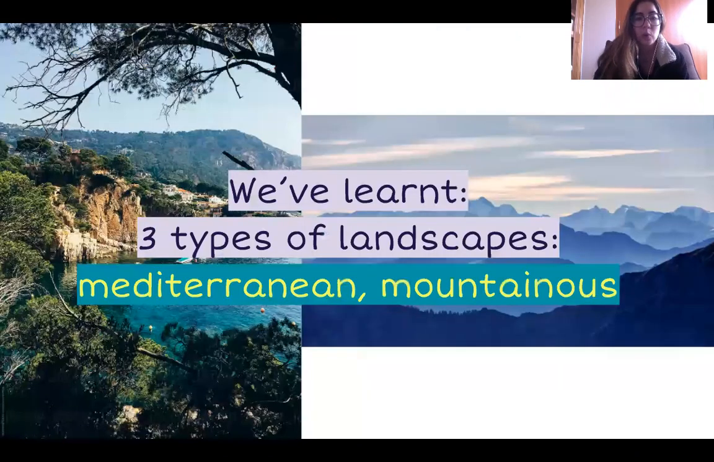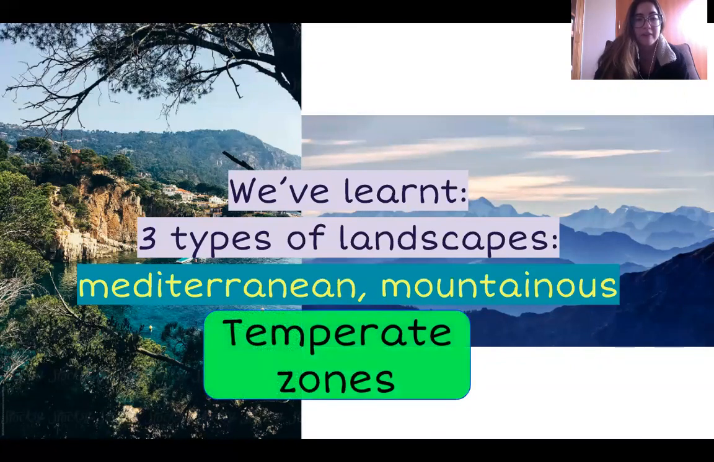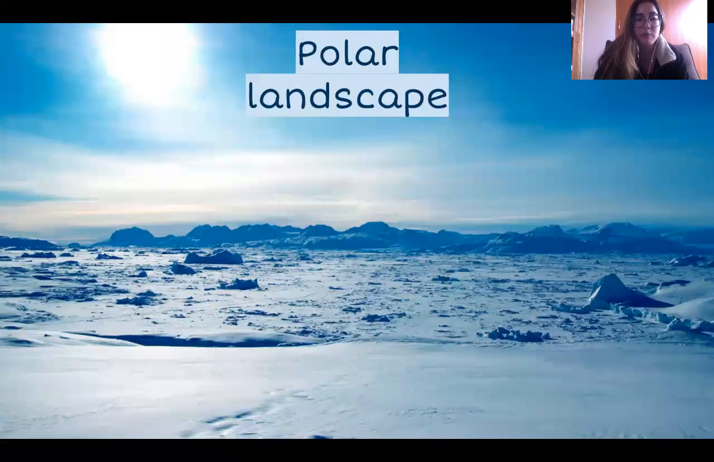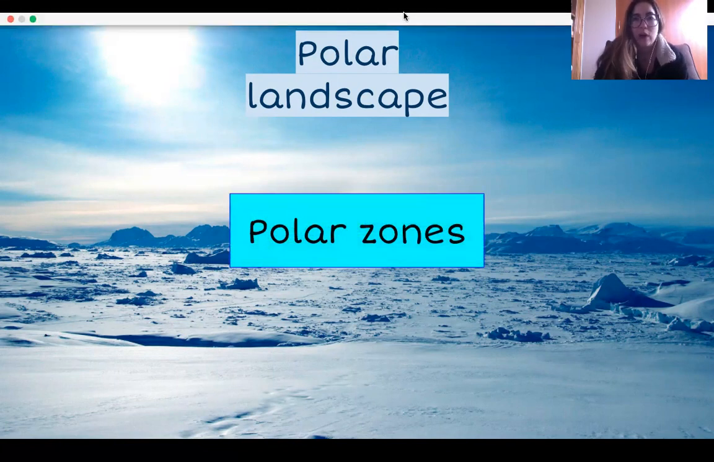So today, we learned about three types of landscape. First, the Mediterranean and the mountainous, which are located in the temperate zones. And finally, the polar landscape, which, as its name suggests, is located in the polar zones. Do you guys imagine living in one of these landscapes?